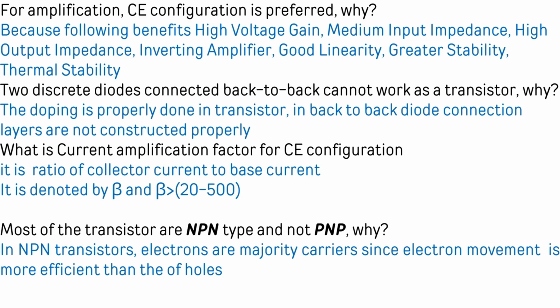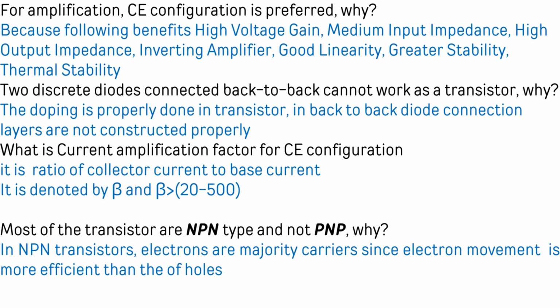For amplification, CE configuration is preferred. Why? Because of the following benefits: high voltage gain, medium input impedance, high output impedance, inverting. It can be used in an inverting amplifier, good linearity, and greater stability and thermal stability. That's why CE configuration is preferred.